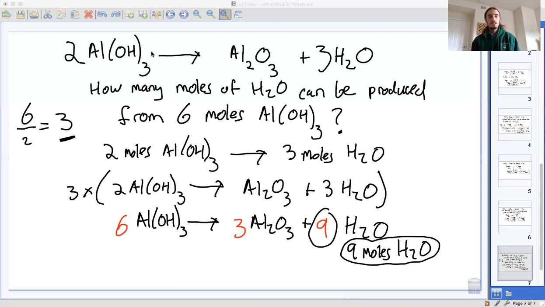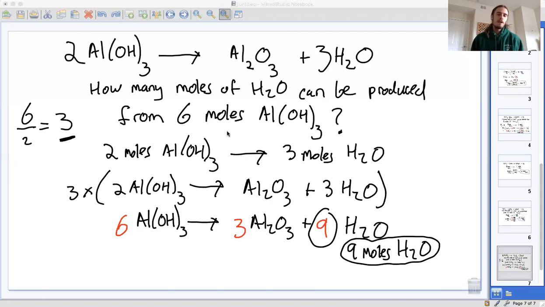Now, this recipe way can make a lot of sense, right? But it's also a lot of work. I mean, I wrote a lot. I rewrote the whole equation. It's kind of a hassle if you had to do a whole bunch of other things too in the same problem. Like if it was just a mole to mole problem, this is perfect.